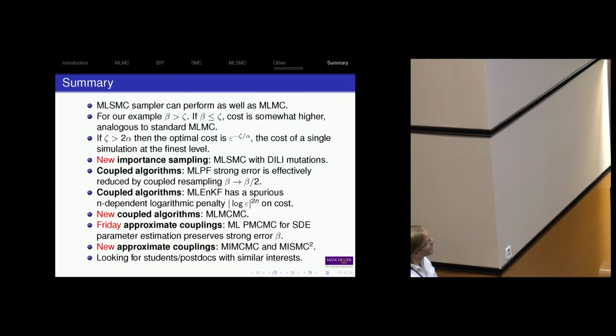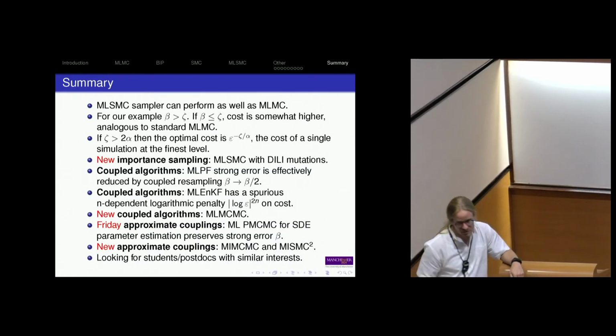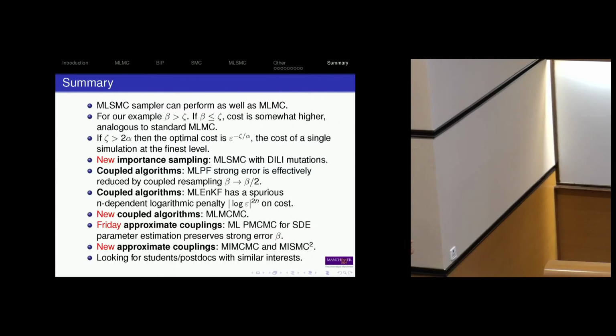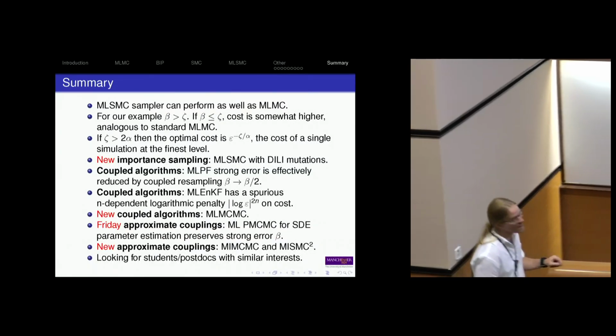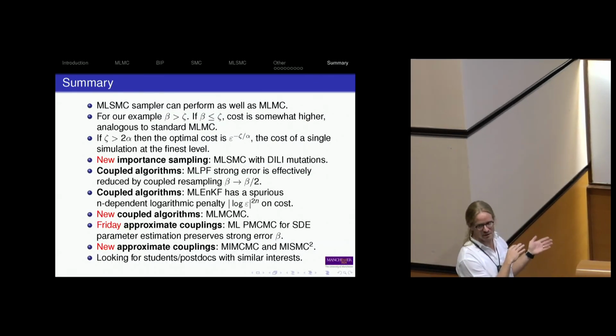The newer importance sampling example, I should say, because that's now published, is the multi-level sequential Monte Carlo with Dili mutations. The coupled algorithms I talked about were the multi-level particle filter, where we had this reduction in error rate, and the multi-level ensemble Kalman filter, where we had this independent logarithmic penalty. In fact, I would venture to say that all of the coupled algorithm examples are somewhat suboptimal in some way. It seems to be much more difficult to couple algorithms versus approximate coupling or importance sampling, wouldn't you say?